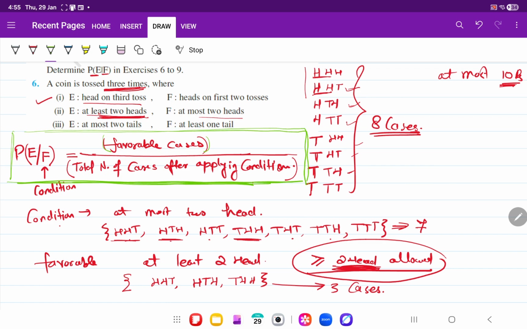So according to this, what will be our probability of E given F? It will be nothing but 3 by 7. So this is my final answer. Correct? So this is the important formula that we have to remember. That was the last part of it. All of you can pause and try it again. Let's do the third.